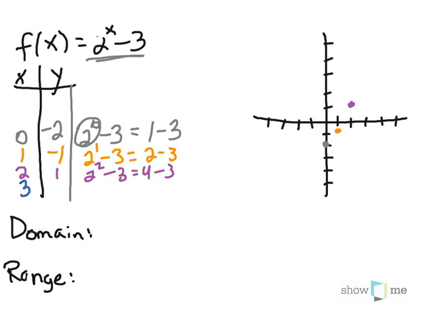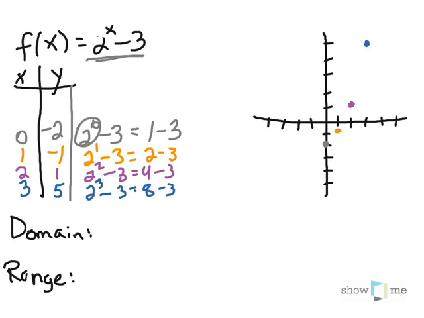Let's try one more on the positive side and see where it gets us. Okay, if I put in 3, 2 to the third power minus 3 is 8 minus 3, which would give me 5. So I'm going to be way up here on that one. Okay, notice it's getting big really fast, and that's what an exponential function will do. It'll either get really big or really negative in a hurry.